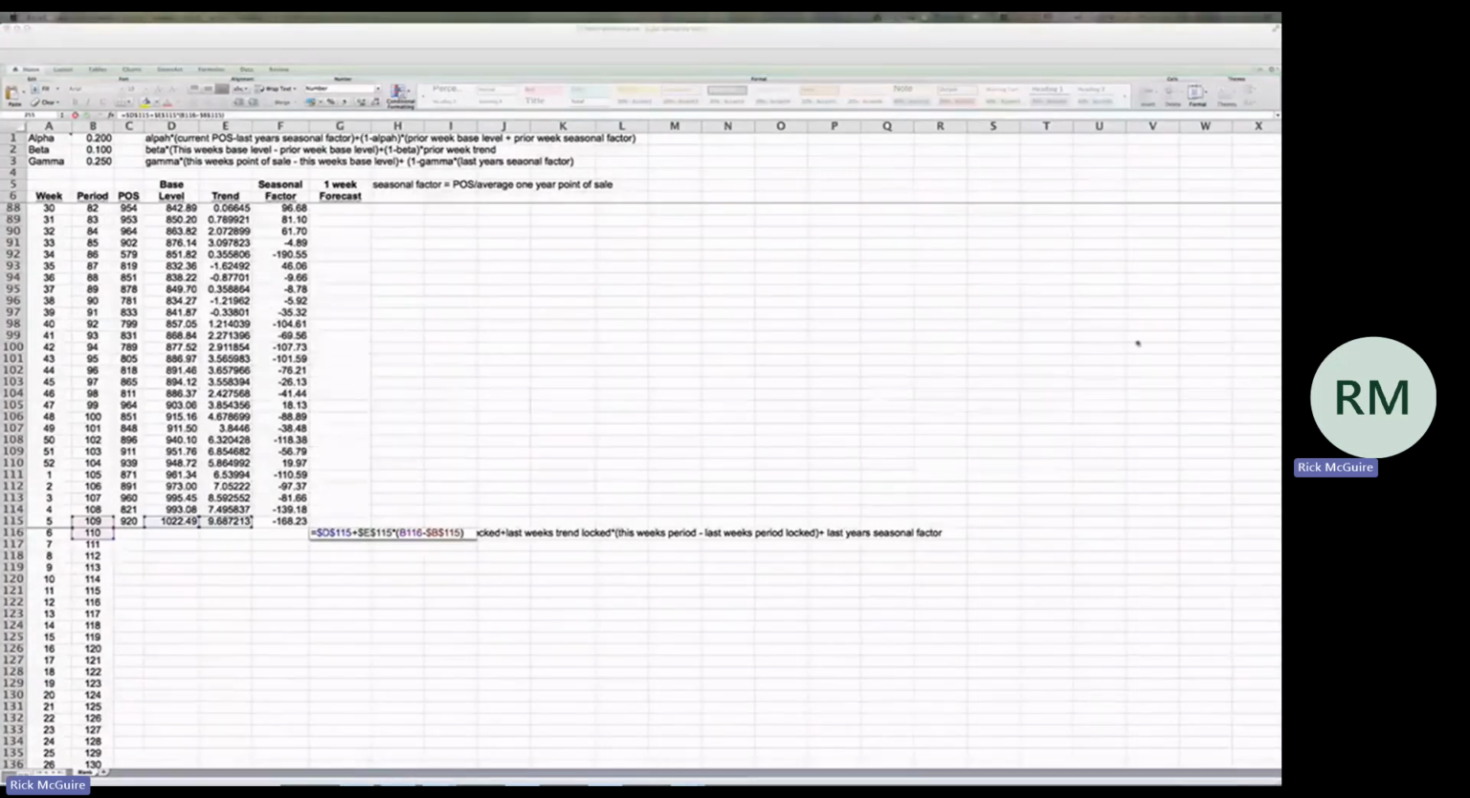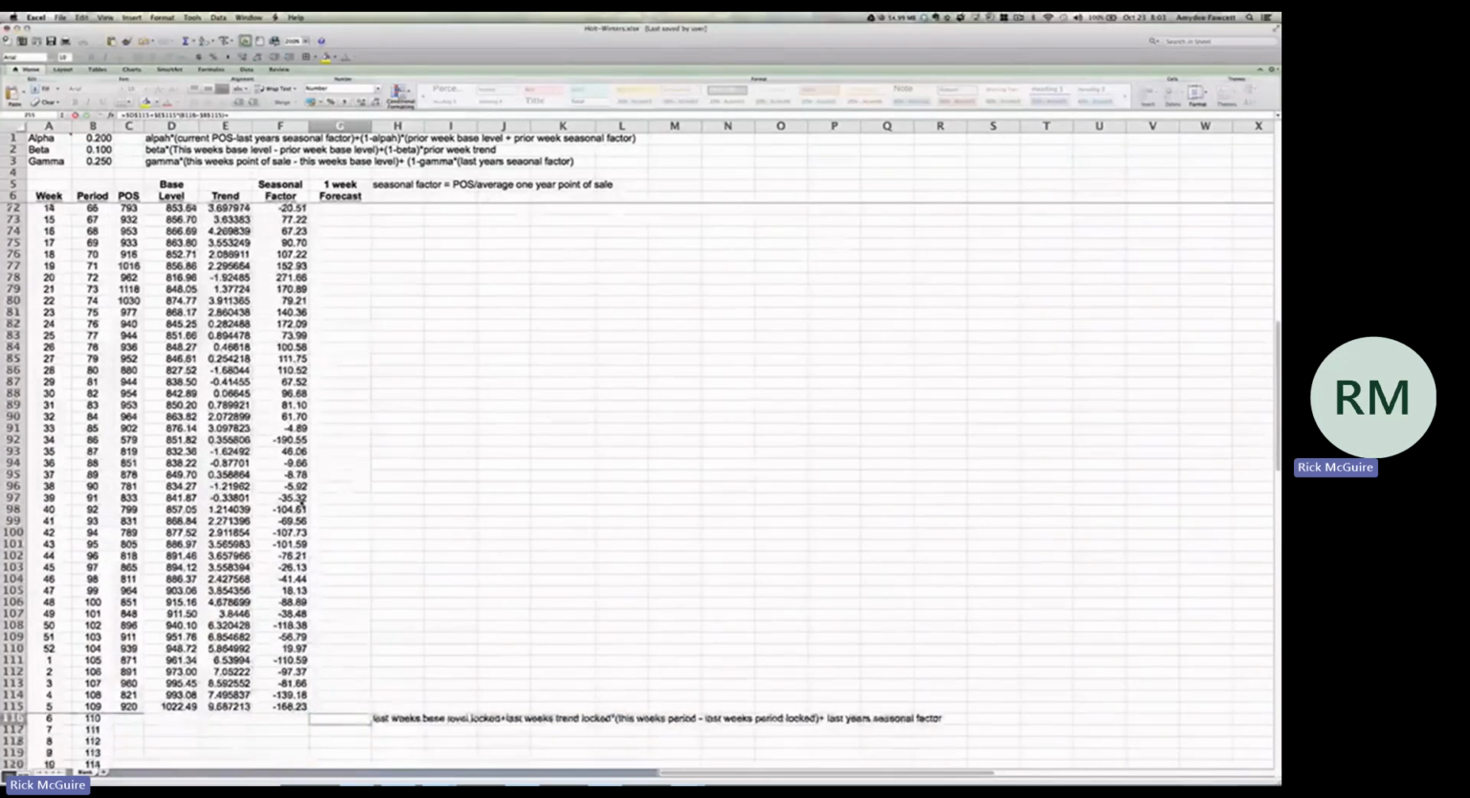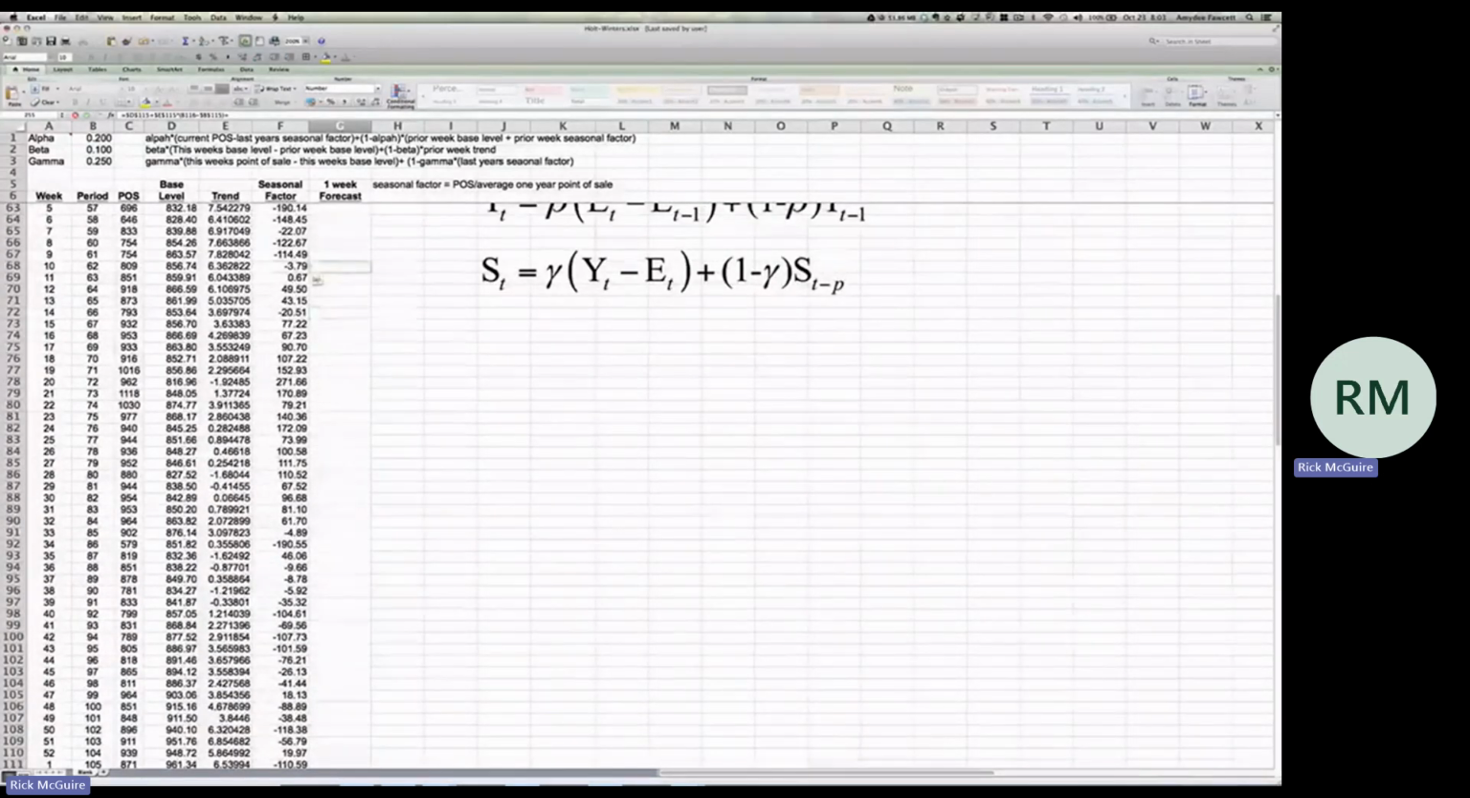Since I'm in week 6 of year 3, the most recent relevant seasonal factor estimate will be that of week 6 of year 2. So I'll have to go back to the year ago period. So let me scroll up a little bit to find week 6 of year 2. So you see the associated seasonal factor estimate was negative 148.5.